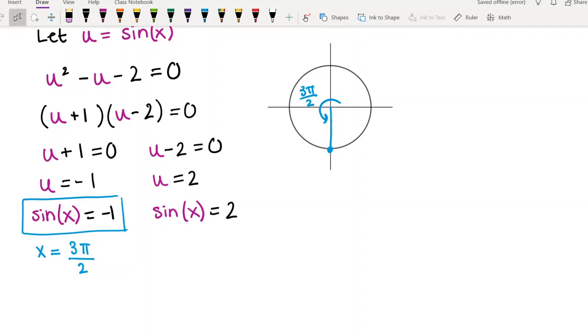So what about this other part? Well, sine of x is equal to 2. That has no solutions, right? Because there's no point that you can find on the unit circle where there is a y-coordinate of 2. It's impossible to ever have sine of x or cosine of x equal to 2, or any number bigger than 1 for that matter. And so this part has no solution.